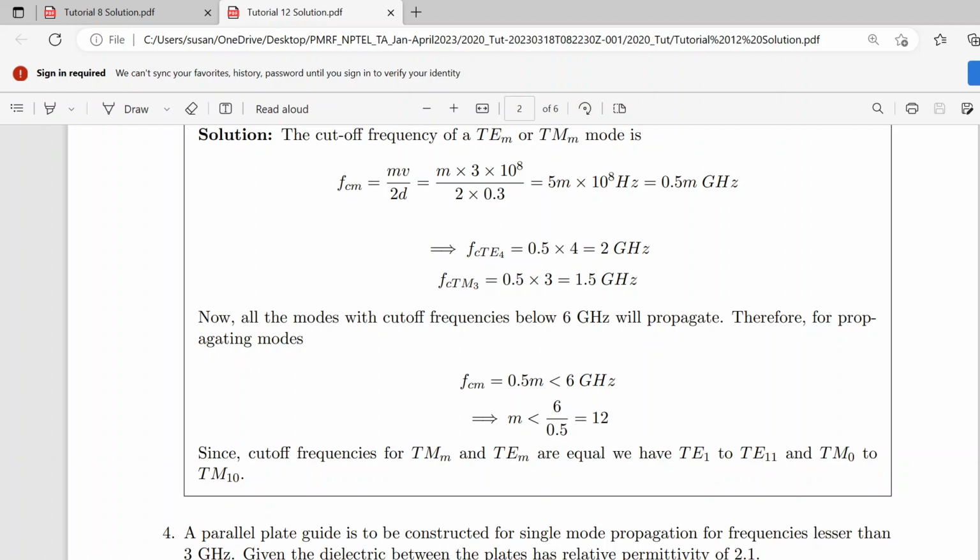This expression means that m is less than 12. So when m is less than 12, which means up to the 11th mode, TE1 to TE11 mode. Similarly, in case of TM, there is TM0 to TM10 mode. So these are the TE and TM modes which propagate.